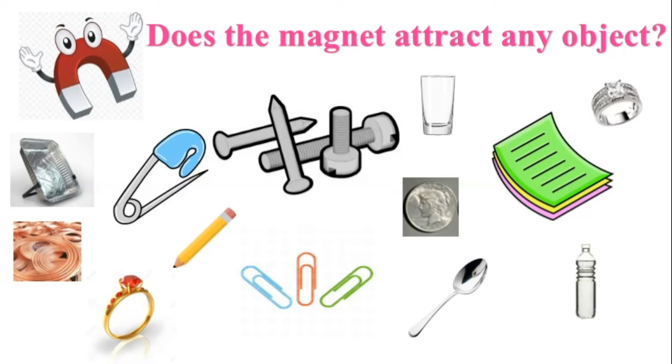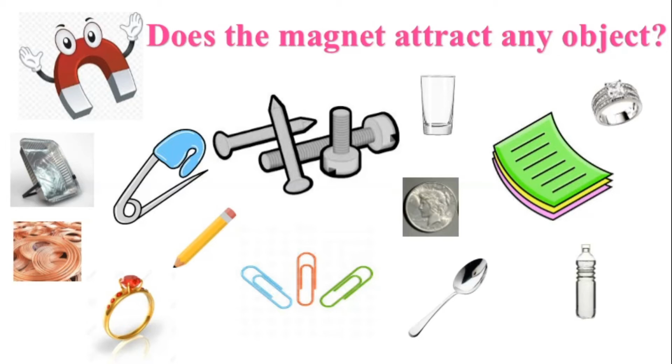Well, the question is, does the magnet attract any object? You can bring any magnet and all these objects in front of you, and let's try together. Approach your magnet to the first one, the iron nails. What do you think? Can iron nails be attracted to magnets? Of course, yes, because they are made of iron. What about the second one, this pen? Yes, the pen also can be attracted to the magnet because it's made of iron.